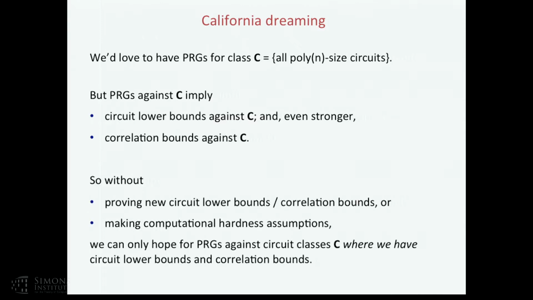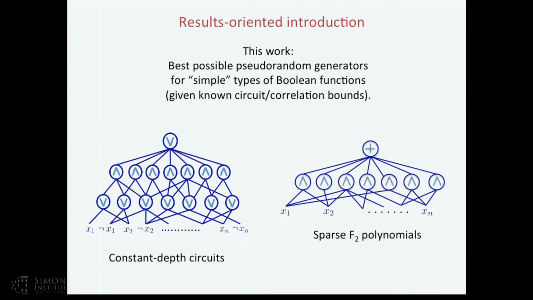OK? So if we're interested in staying within the realm of sort of unconditional pseudorandomness, and we don't expect to prove new circuit lower bounds or correlation bounds, then we can only really hope for PRGs against circuit classes where we have these things already, circuit lower bounds or correlation bounds. And that's what this talk will be about. It's focusing on two specific classes where we have circuit lower bounds and correlation bounds. We really are going to be trying to achieve, and we will be achieving, kind of the best PRGs we could hope for, given the state of the art on these problems.